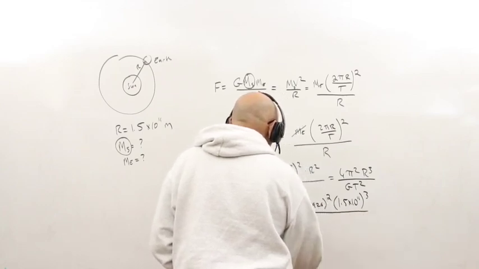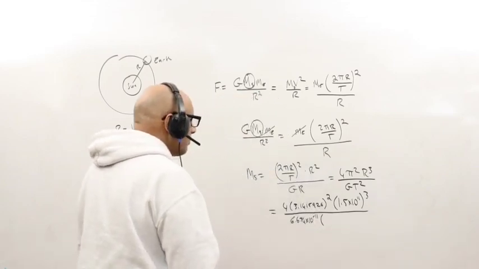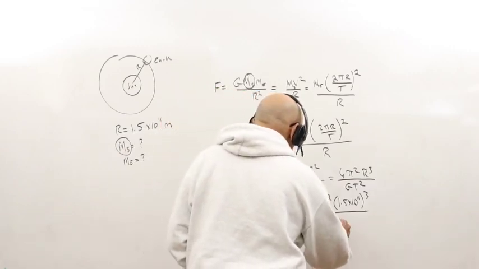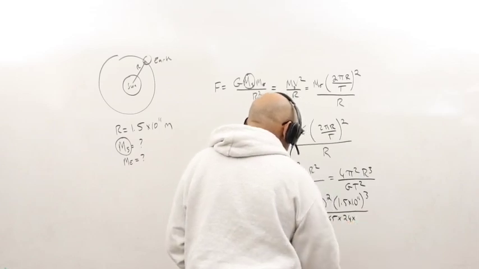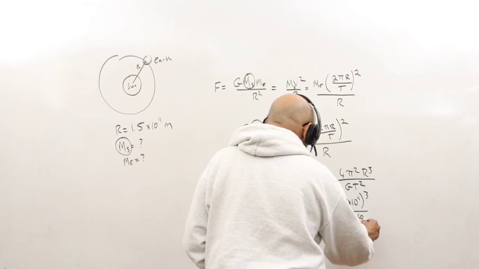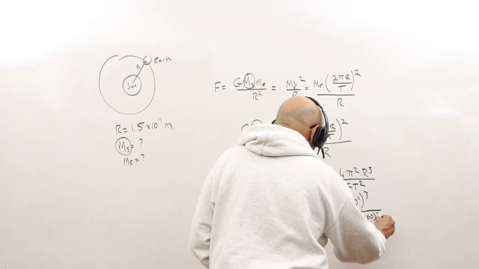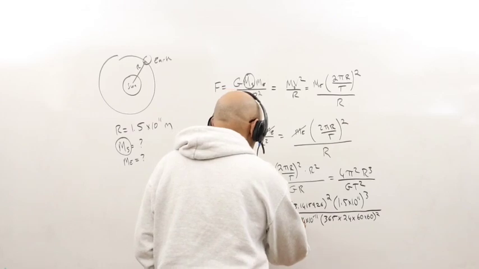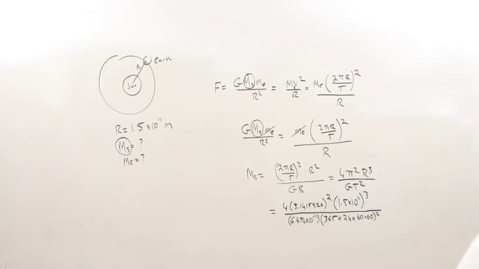The gravitational constant is 6.674 times 10 to the minus 11. The time for a single orbit of the Earth around the Sun is a year, so it's 365 days. Each day has 24 hours. Each hour has 60 minutes. Each minute has 60 seconds, and that's squared. So we can plug it into our calculator and find the answer for the mass of the Sun.